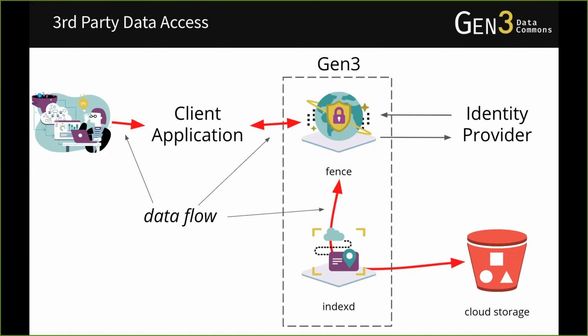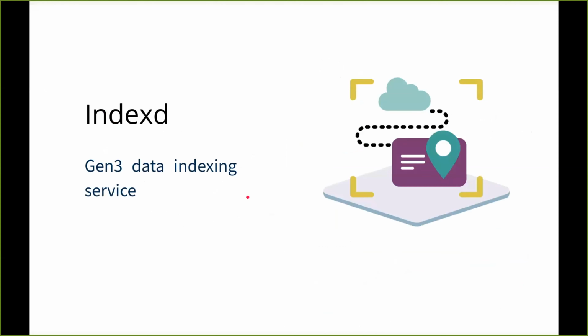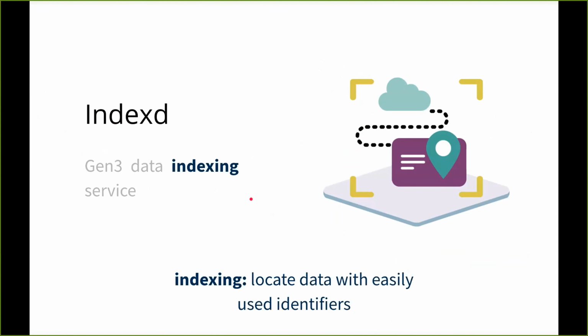So this is genomic data, imaging data. Any of the larger unstructured files that we store is accessible through another service called IndexD, and I'll talk about that next. So IndexD is our data indexing service. Indexing in this context, I mean being able to locate data with easily used identifiers.